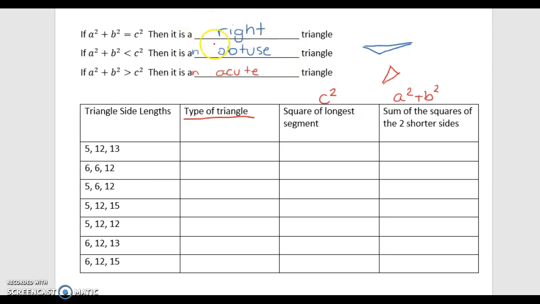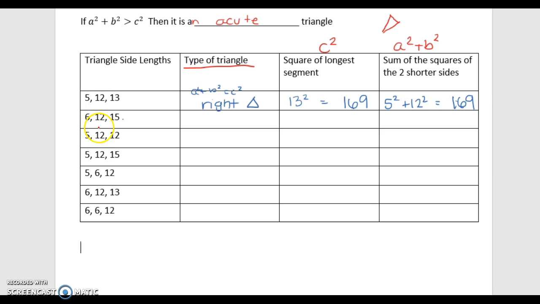Okay, so go ahead, take a minute, try and do this first one. Take the sum of the squares of the two shorter sides. Go ahead and pause the video and do that now. Okay, so hopefully you paused the video, and then you can see if you add the squares of the two smaller sides, you get 169. And the largest side squared is also 169. So it does, in fact, a squared plus b squared does equal c squared. Therefore, this would be a right triangle.